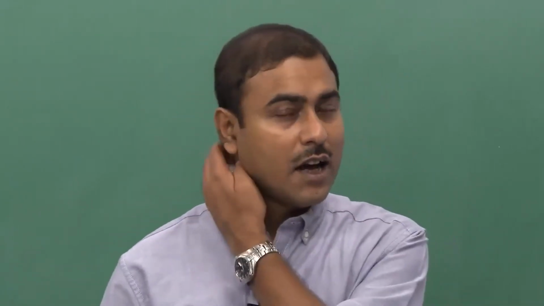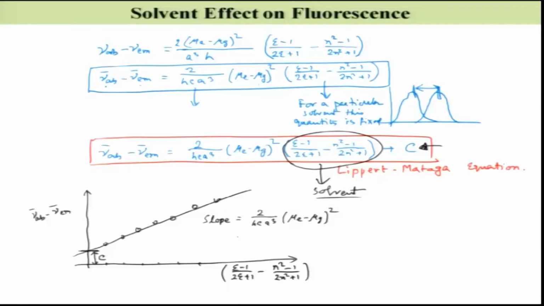So, what I have done? I have done nu bar absorption minus nu bar emission, and we got this equation, right. Instead of doing that, I can also do nu bar absorption plus nu bar emission, and let us see what I will get. Earlier, Lippert and Mataga decided to do nu bar absorption minus nu bar emission. Let us do the other thing.